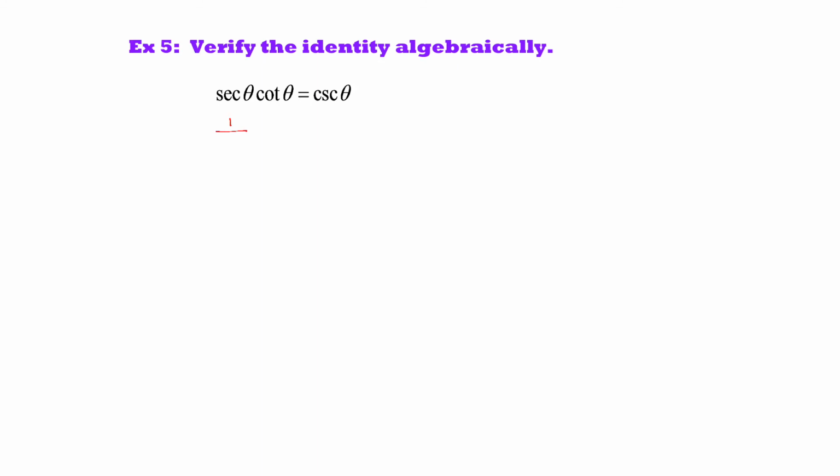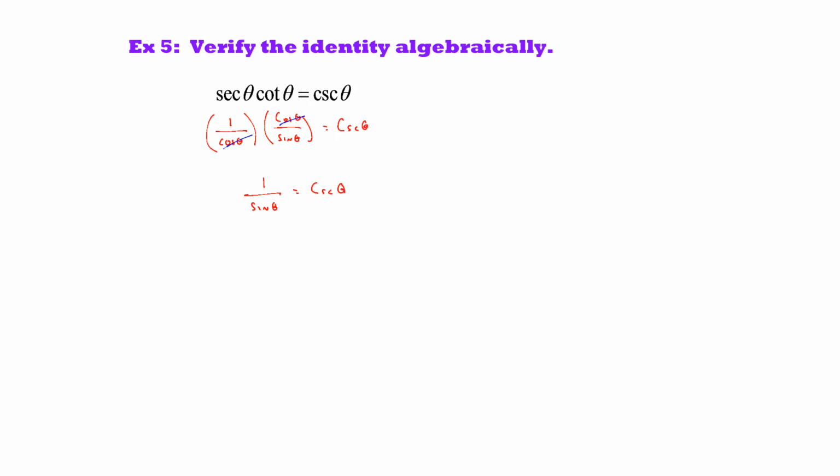So secant can be rewritten as 1 over cosine of theta. Cotangent can be rewritten using the quotient identities as cosine of theta divided by sine of theta. And we're trying to get that to equal cosecant of theta. So you can see that your cosines will cancel out and leave you with 1 over sine of theta.